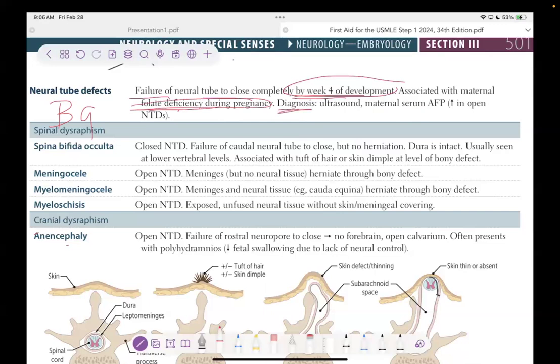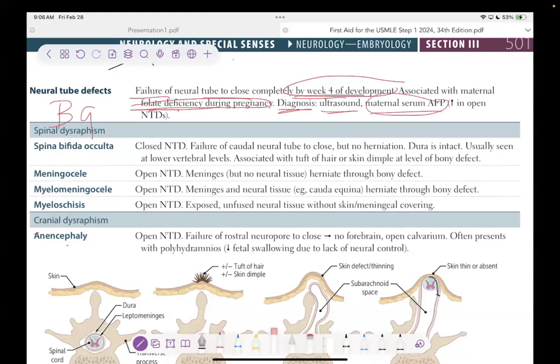And how do we diagnose the neural tube defect? Of course, with ultrasound, we can see if the rostral neuropore is not closed, we don't see the neural tissue in the head of the fetus, and we see anencephaly. We just see the eyes. We don't see the brain and the upper part. And we see maternal serum alpha fetoprotein, which I'm going to explain why.